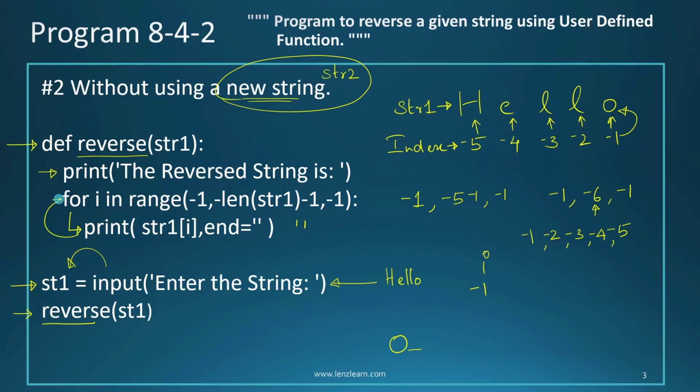So now the control will go to the for loop. Now I will get the next value from the range, which is -2. I will print str1 at -2. So here you can see the next value L will be printed, and then the cursor will go to the immediate next position.